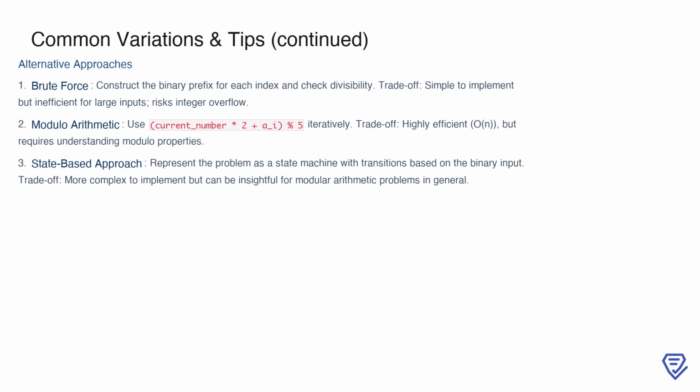Another advanced approach is to model the problem as a state machine, where transitions are determined by the binary input. While this method can provide valuable insights into modular arithmetic problems, it's more complex to implement and may not always be necessary. Each of these approaches has its trade-offs, so it's essential to choose the one that best balances simplicity and efficiency for the problem at hand.